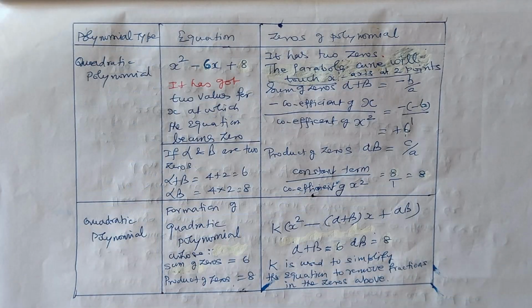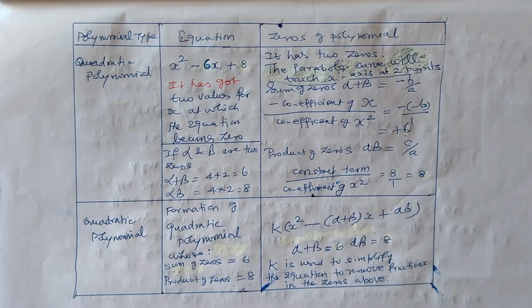In the quadratic polynomial x squared minus 6x plus 8, it has two zeros. So one zero is called alpha, the other zero is called beta. The sum of the zeros is given by the coefficients as minus b by a. The product of the zeros, alpha beta, is given by the coefficients as c by a.